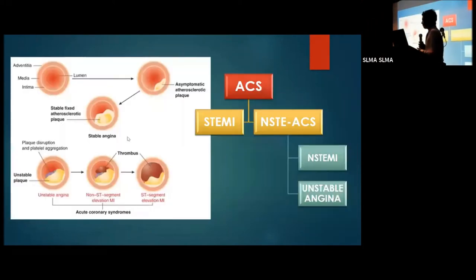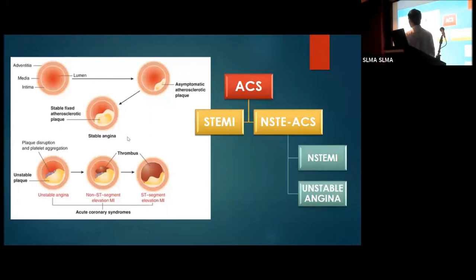When it comes to pathology, our patients have atheromatous plaques being formed. In stable angina, the plaque is very stable. It's going to be a problem only if the patient has more demand. When the patient is having more exertion, the demand of the cardiac muscle increases, and the patient will get symptoms.